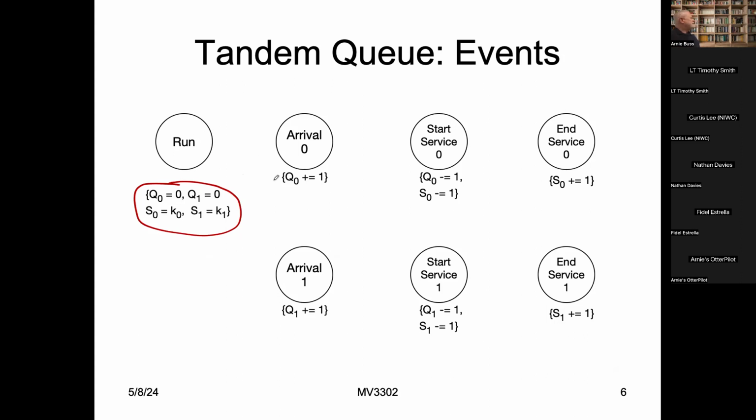The advantage of this is that once we do this, the page isn't blank anymore, and so we can at least get over that first hump of putting stuff in. Now, if we're informed by our previous multiple server queue model, we see that here we just have arrival 0, start service 0, end service 0, meaning that these are changing the states at the first station.